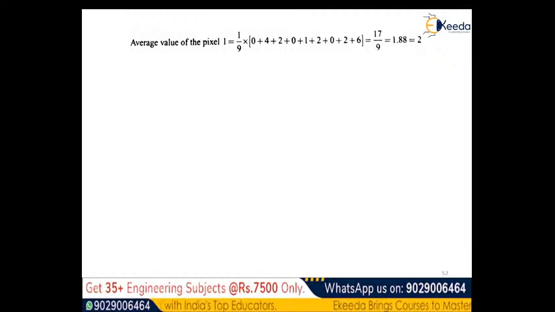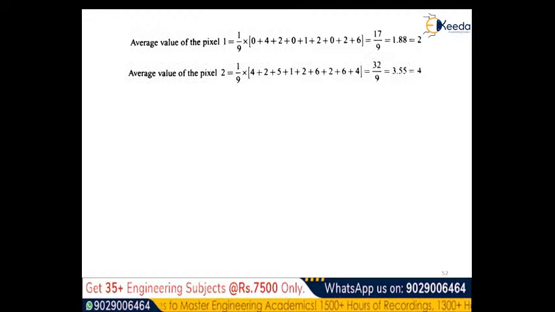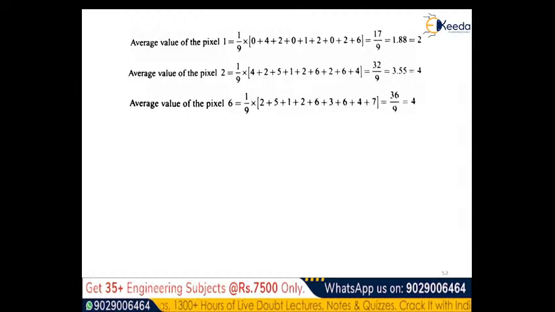We have the pixel represented by the intensity 1 here. The addition here comes out to be 17. When we divide it by 9, it is 1.88. The rounding will result in the value 2 here. The average of the pixel represented by 2 next to it is 32 divided by 9. Here we have 3.55, rounded to the value 4 here.